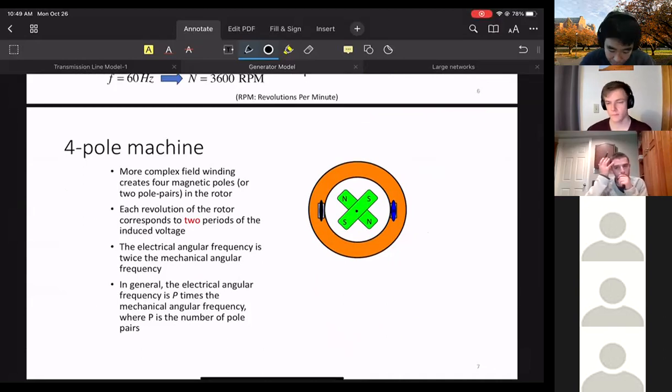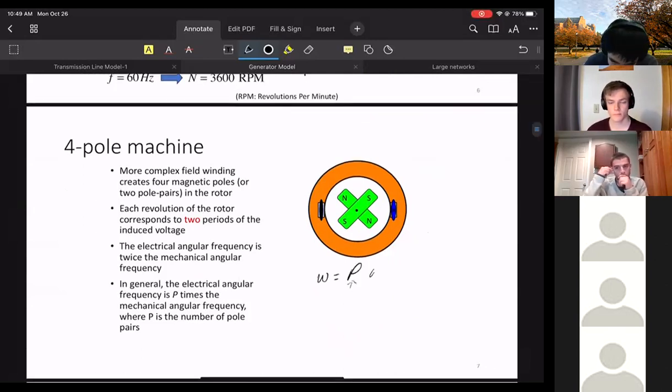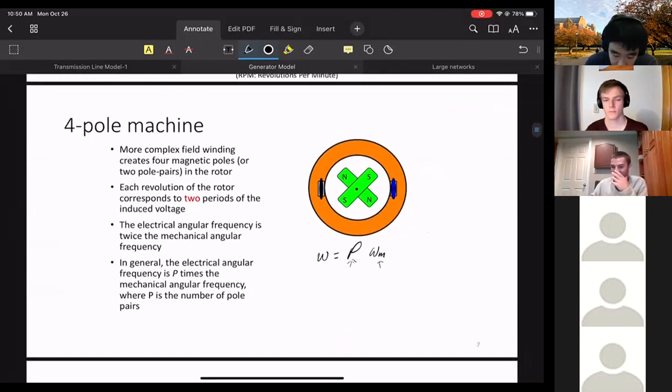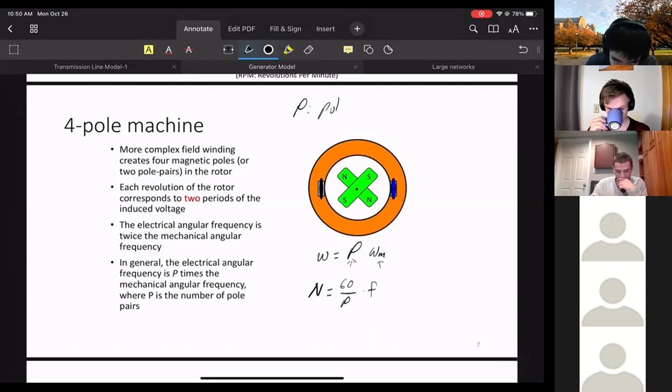Okay. So for the pole calculation, the number of poles basically steps up, you can think of, from the actual mechanical revolution speed we have to the apparent speed we see, to the electrical frequency. So the equation is the number of revolutions per minute we need is 60 divided by P times F. Okay. And P here is the pole pair.